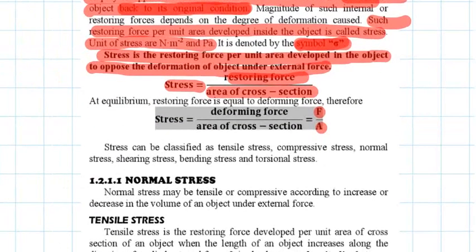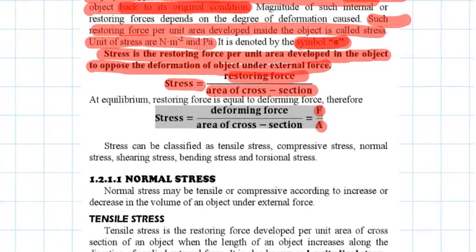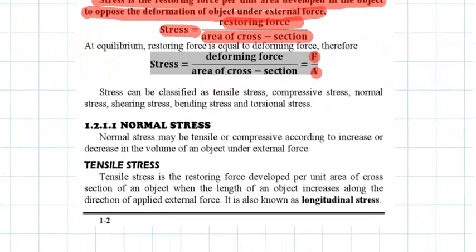The first one is normal stress. Normal stress can again be classified into two types. The first one is tensile stress. Okay, so let me explain what is normal stress. The normal stress may be tensile or compressive. There are two types of normal stresses.